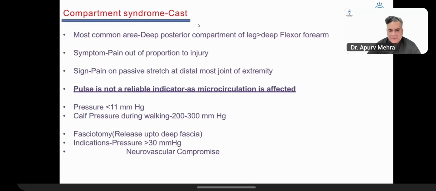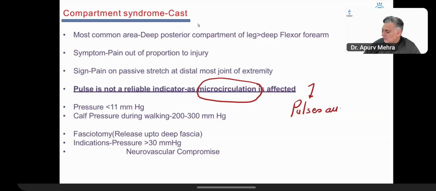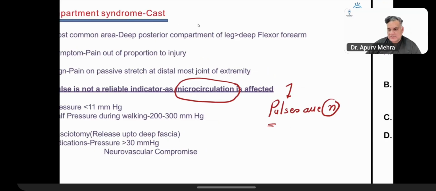So we had done this yesterday. Microcirculation is affected. Pulses are normal in compartment syndrome. Loss of pulses is the last sign. Are we good? I hope you got this correct.